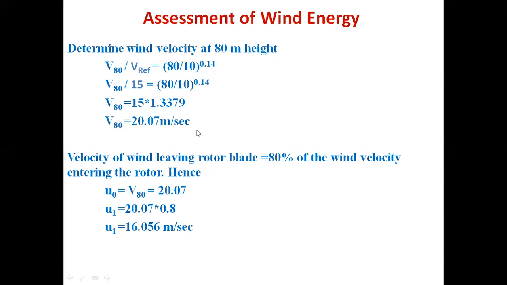Now one more thing is there. This is the velocity of the wind which enters the rotor blade. Some energy of the wind, that means potential energy available in the wind, is utilized in rotation of the wind turbine, and then the wind leaves the rotor of the wind turbine, and at that time the velocity of the wind also reduces.